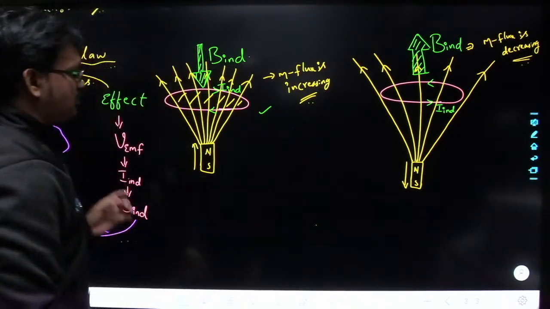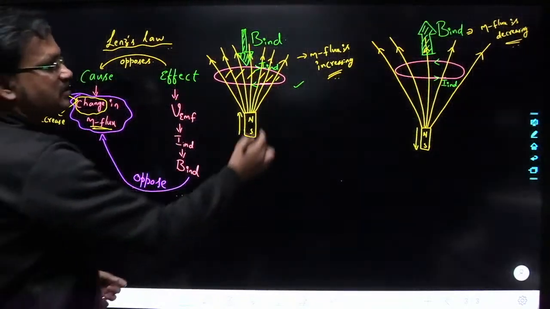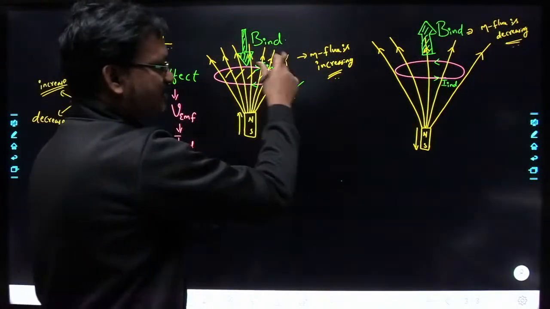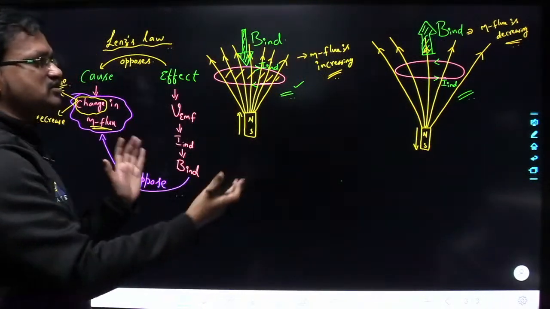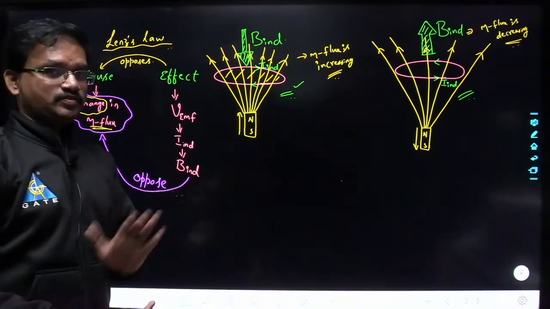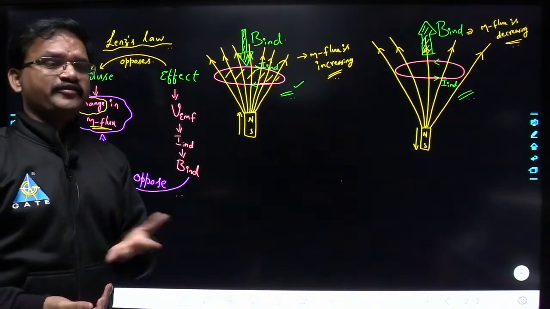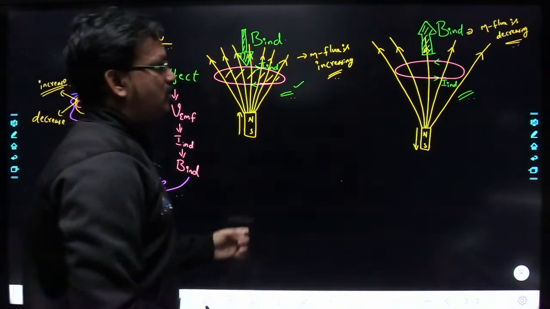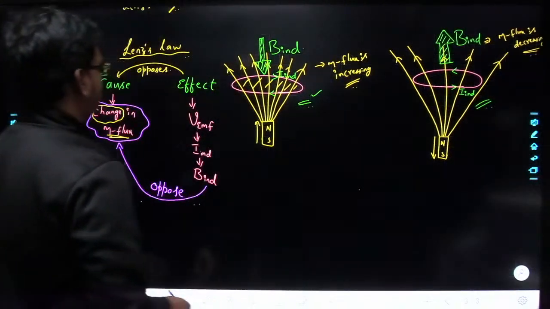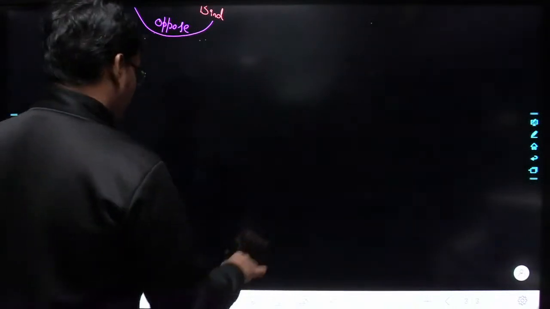So this is nothing but Lenz's law. With the help of Lenz's law, we can determine the exact direction of the flow of currents. Directly based on this concept, they have asked many questions in different examinations. So we have understood this Lenz's law, and that means we have understood Faraday's law completely.